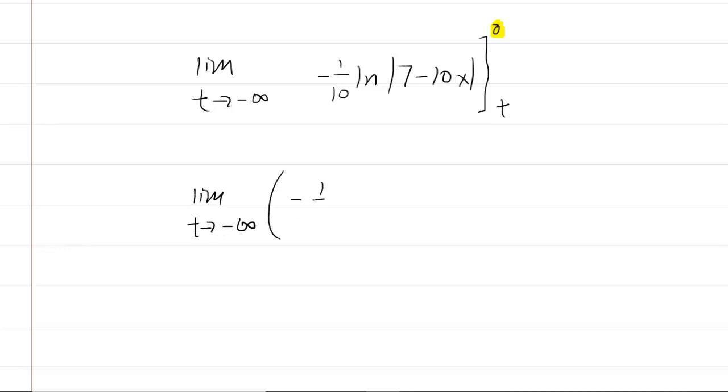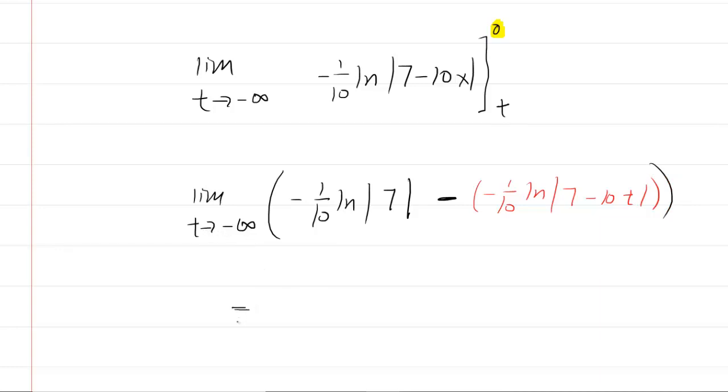So we're going to have negative 1/10 natural log absolute value of 7 minus, now, we're going to end up with 10 times 0. And that's just 0, of course. So this is really 7 minus 0. Why don't we just call that 7? Keep it easy on ourselves. And then we're going to subtract the result of plugging in the lower limit. So we'll still have the negative 1/10 natural log absolute value of 7 minus 10 times t. So far, so good. Now it is time to let t approach negative infinity.